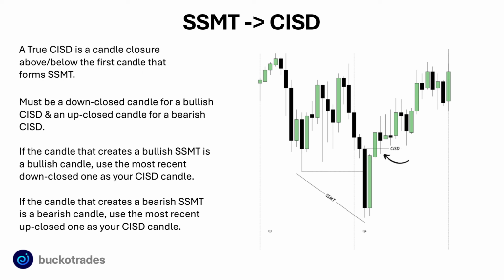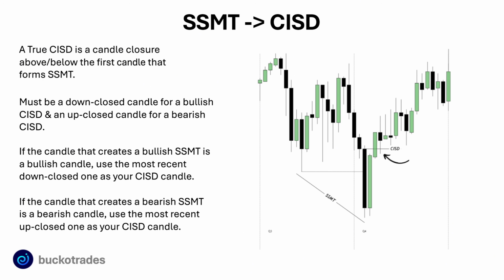It's slightly different. So a true chain in the state of delivery is a candle closure above or below the first candle that forms SSMT. Must be a down closed candle for a bullish chain in the state of delivery and an up closed candle for a bearish chain in the state of delivery. If the candle that creates a bullish SSMT is a bullish candle, use the most recent down closed candle as your chain in the state of delivery candle. If the candle that creates a bearish SSMT is a bearish candle, you can then use the most recent up closed candle as your chain in the state of delivery candle.